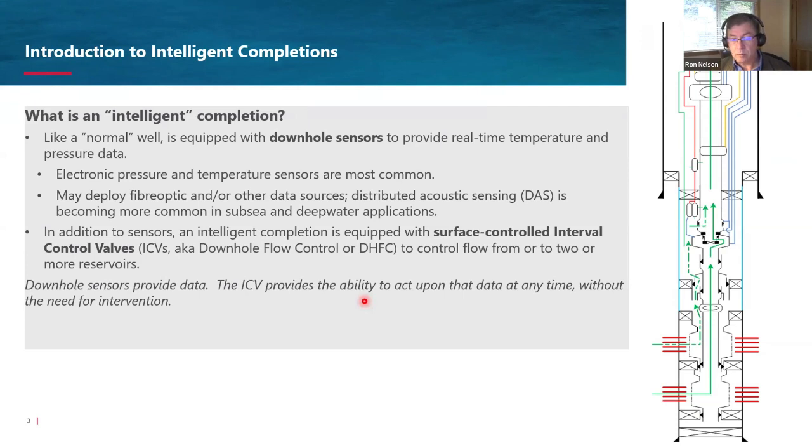What makes an intelligent completion intelligent, though, is that in addition to those sensors, we run these surface-controlled interval control valves, or ICVs, that allow us to control flow into or from 2 or more reservoirs. So you've got sensors that provide the data, and then you have the ICV, the smart valve that gives us the ability to act on that data without having to intervene on the well to improve the flow characteristics of the well.